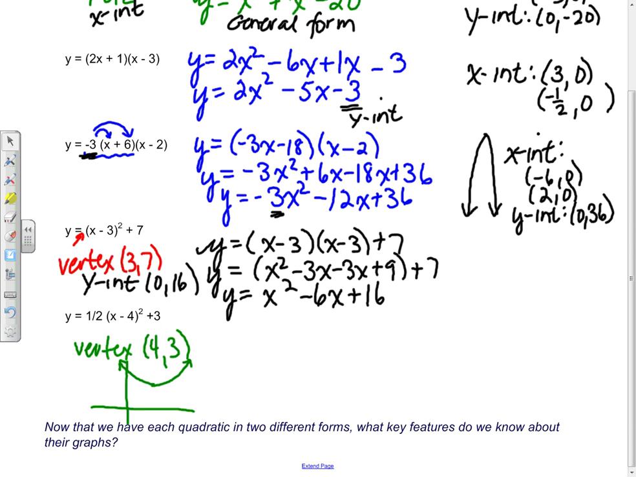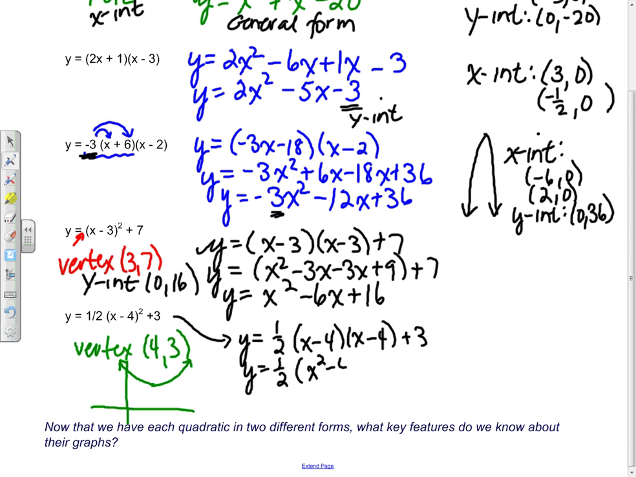To put it in an alternate form, however, I need to expand. So I have a half. I have 2 x minus 4's that I will have to FOIL and add 3 later. I would deal with the half last. I would do FOIL on this one first. I'm not sure I can tell you why, but let's do it. X minus 4 times x minus 4 is x squared minus 4x plus 16 plus 3.